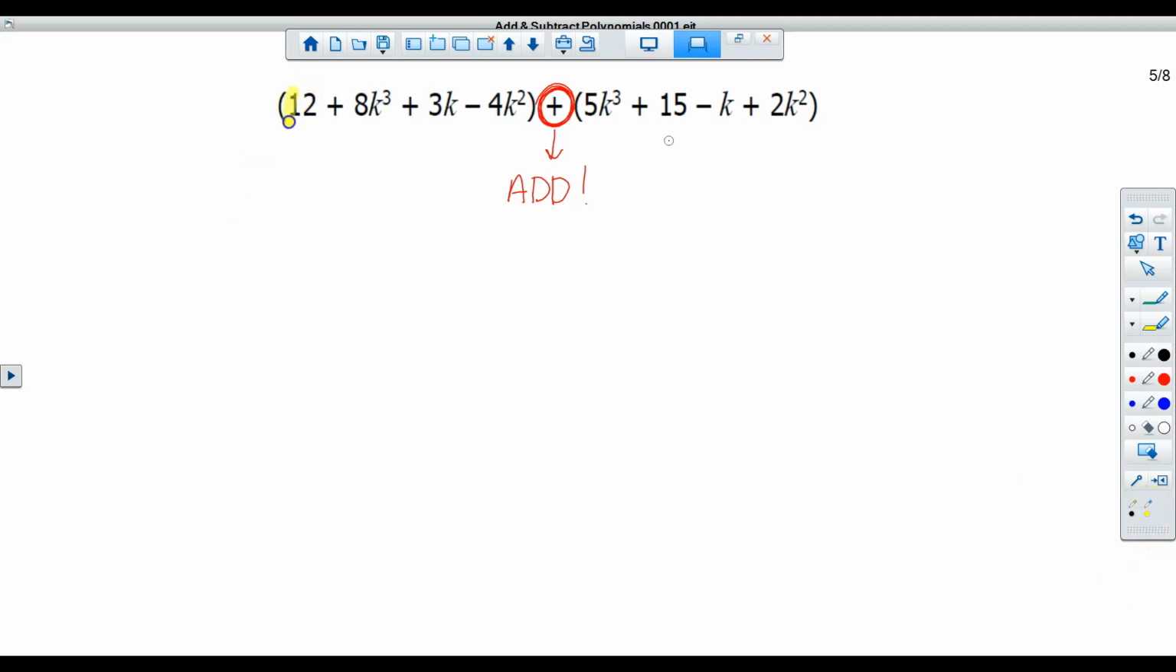So come over here, start at the beginning. 12 is your first term. It has no variable. So when we go over to that second polynomial, we're looking for the term that doesn't have a variable. And we see that right here. We see positive 15. So now we are going to add these like terms together. We're going to do 12 plus 15. 12 plus 15 is 27, and we write that down.